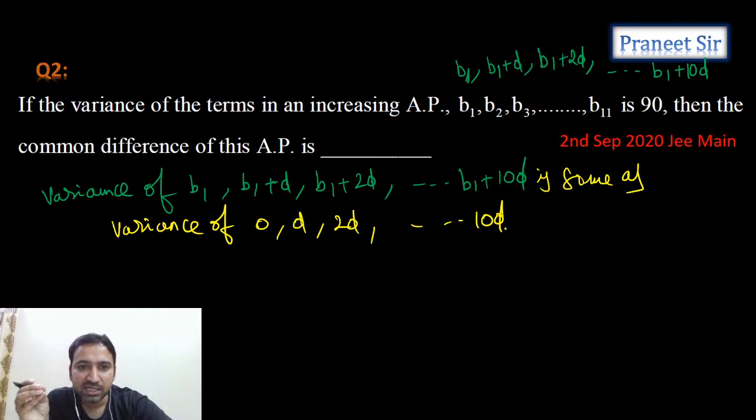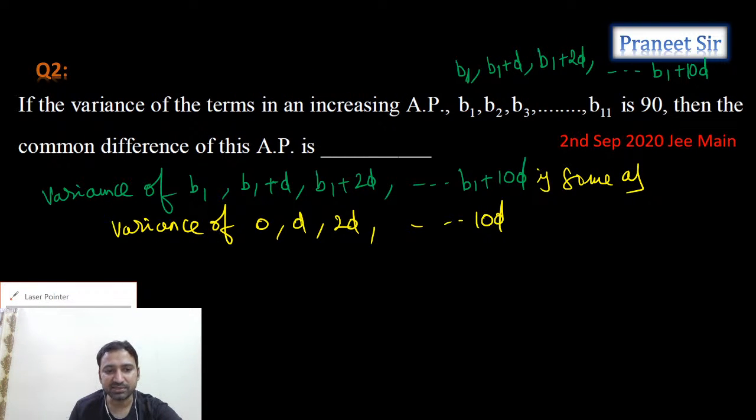Why? Because if you add or subtract a constant from each and every observation, variance does not change. If you add or subtract a constant, variance is not at all changing. So instead of calculating the variance of B1, B1 plus D, B1 plus 2D, it is better to calculate 0, D, 2D, so on up to 10D. Both are the same. Why? Because the second one's variance calculation is easy. That's why I have chosen the second. Right, let's calculate variance here.